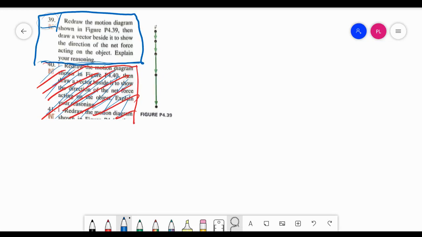Number 39. Redraw the motion diagram shown here, then draw a vector beside it to show the direction of the net force acting on the object. So the net force.